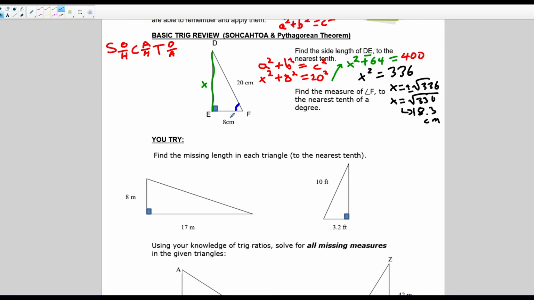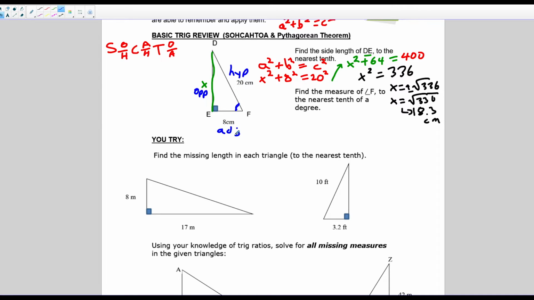Next, we're going to look at the measure of angle F. So let's start by labeling our different sides. If this is my reference angle, the point of where we're starting in our triangle, directly across from angle F is going to be my opposite side. Our hypotenuse is across from the right angle, so I'm going to go ahead and label that.